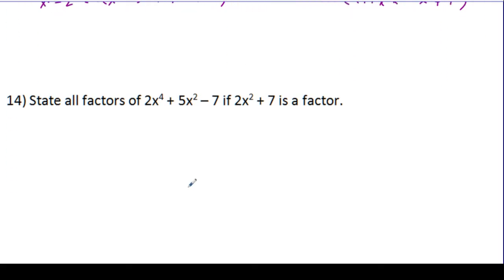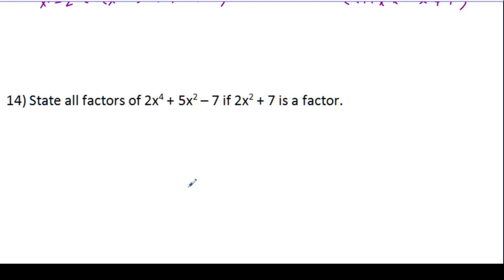Problem number 14. State all of the factors of 2x to the fourth plus 5x squared minus 7 if 2x squared plus 7 is a factor. So in this case, this is one of those problems where, if I tried to factor this, I don't have any methods that would work. There are no AC factorings or grouping methods or anything else that works.